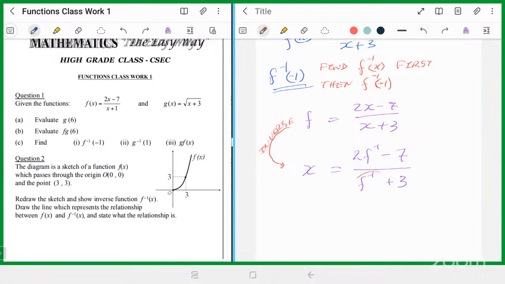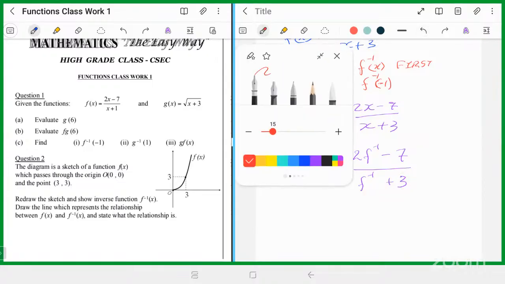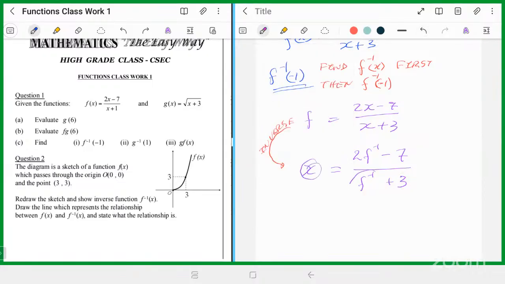Remember also, if you're multiplying this whole denominator by this x, you have to multiply each of these values by the x. So it's x times the f to the minus 1 and x times the 3. I'm explaining as I go. So we're doing it now. It's going to be x times f to the minus 1 first, that gives you x times f to the minus 1. And then x times this positive 3 gives you plus 3x. And then this numerator remains on the right side, which is 2 times f to the minus 1 minus 7. That's what we have so far.